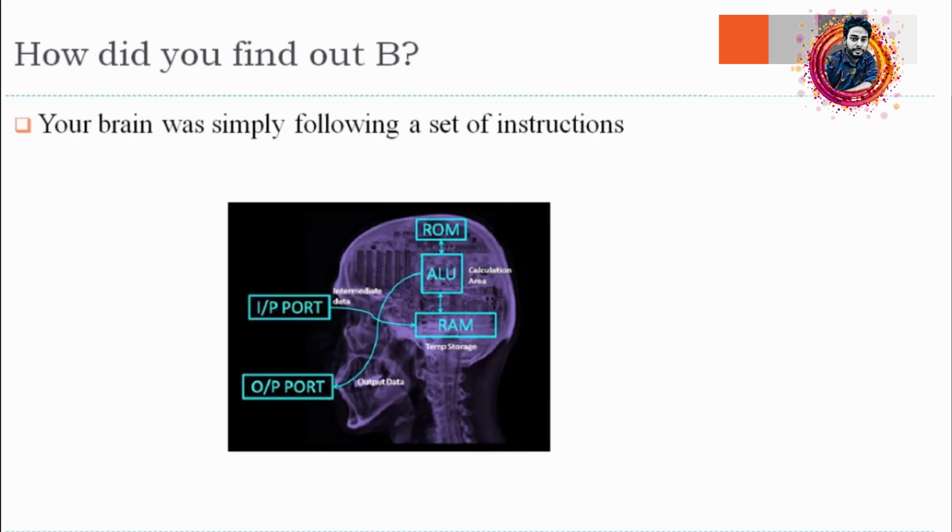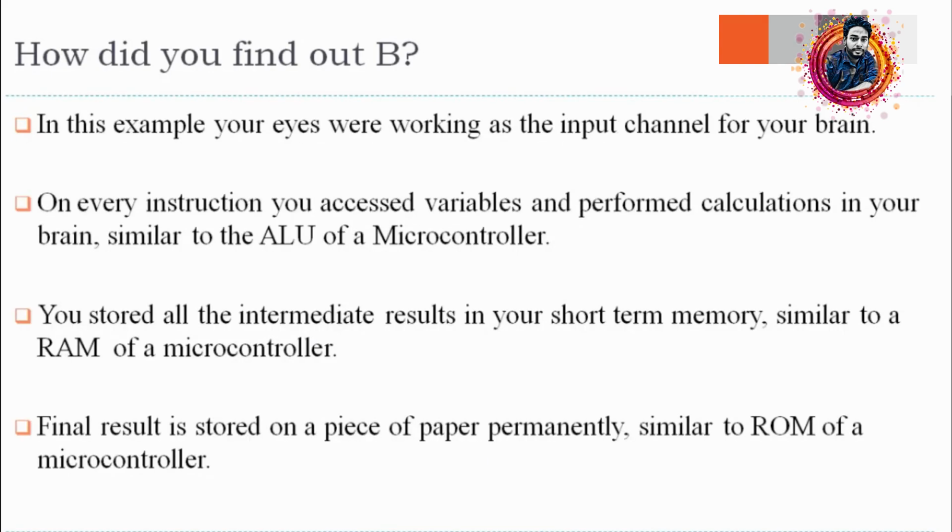Now, how did you find the value of B? Your brain was following a simple set of instructions that were shown on the screen. Your eyes were the input for your brain. For every instruction, you accessed a variable and performed calculations in your brain, which is much like the arithmetic logic unit or the ALU of a microcontroller. You stored all the intermediate results in your short-term memory, which is similar to random access memory or the RAM of a microcontroller.